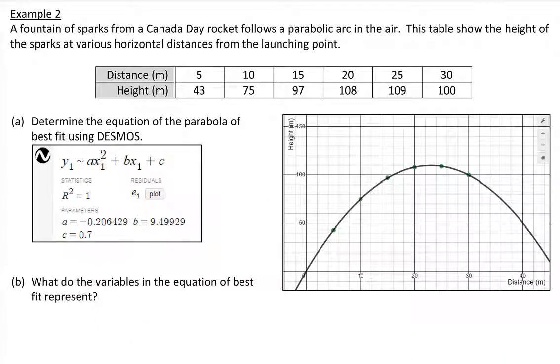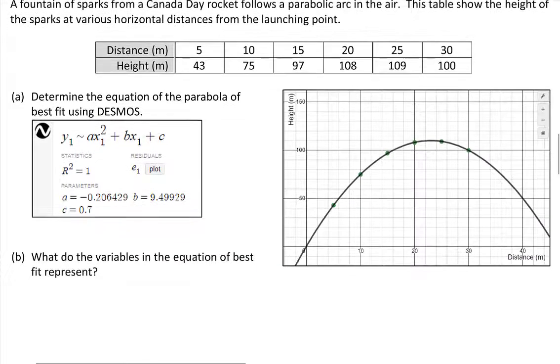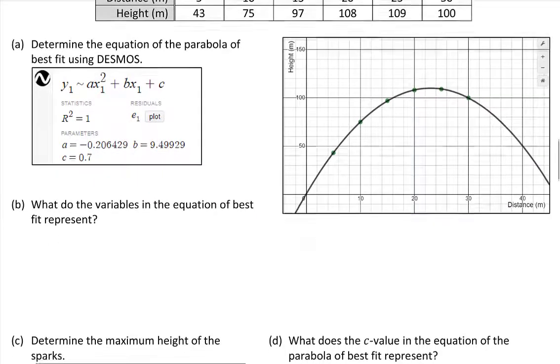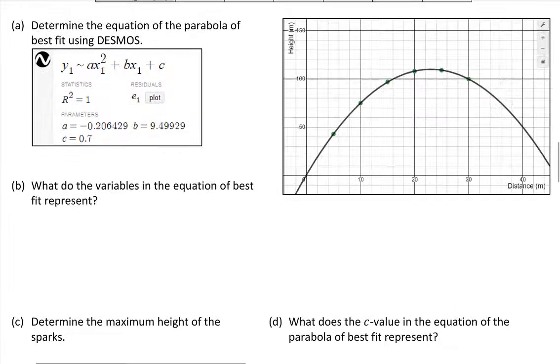A fountain of sparks from a Canada Day rocket follows a parabolic arch in the air. This table shows the height of the sparks at various horizontal distances from the launching point. So we're going to use Desmos to determine the equation of the parabola of best fit. So just to show you how I got this graph and how I ended up with this equation, let's go to Desmos.